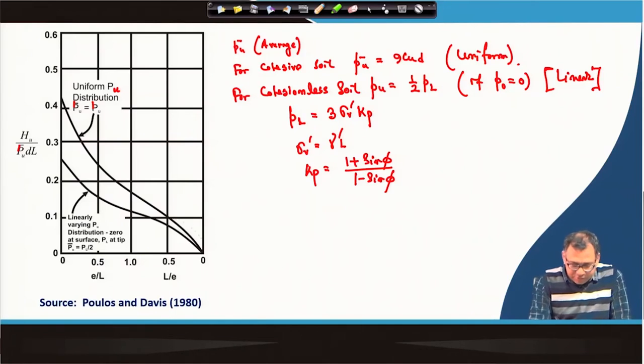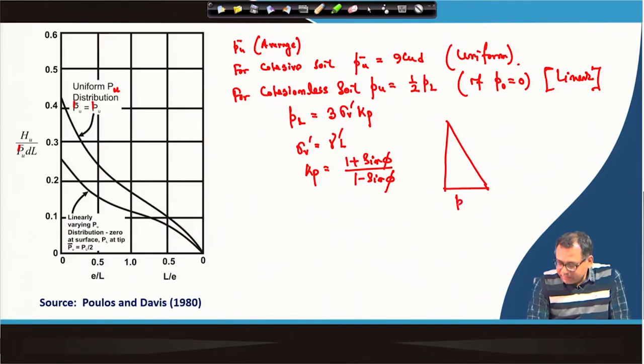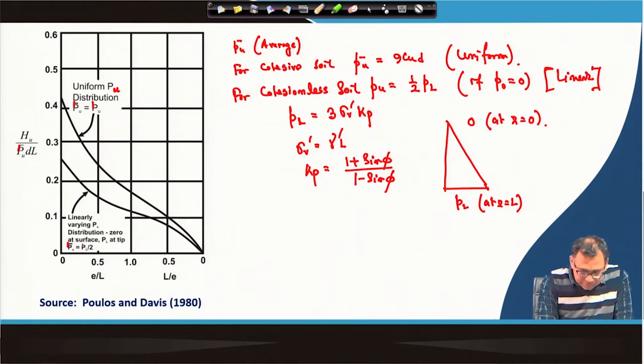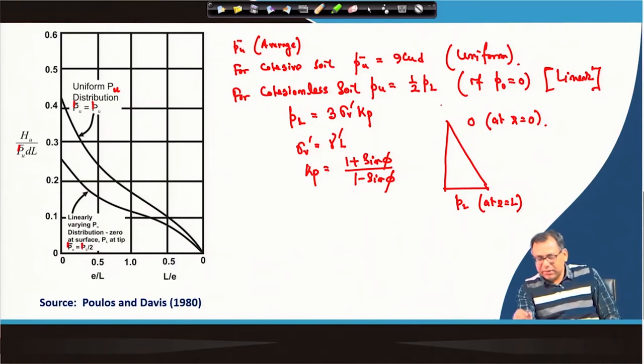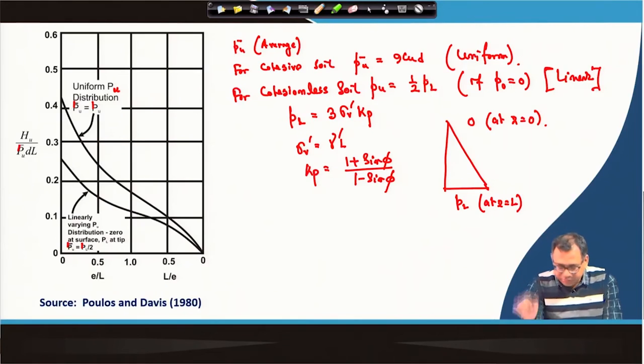This curve is for uniform, this curve is for linear. So, the distribution is 0 at the surface, 2 at the tip. That means the distribution is something like this: this is P_L at z equal to L, and this is 0 at z equal to 0. So, this is the distribution. So, P_u bar will be half into P_L.